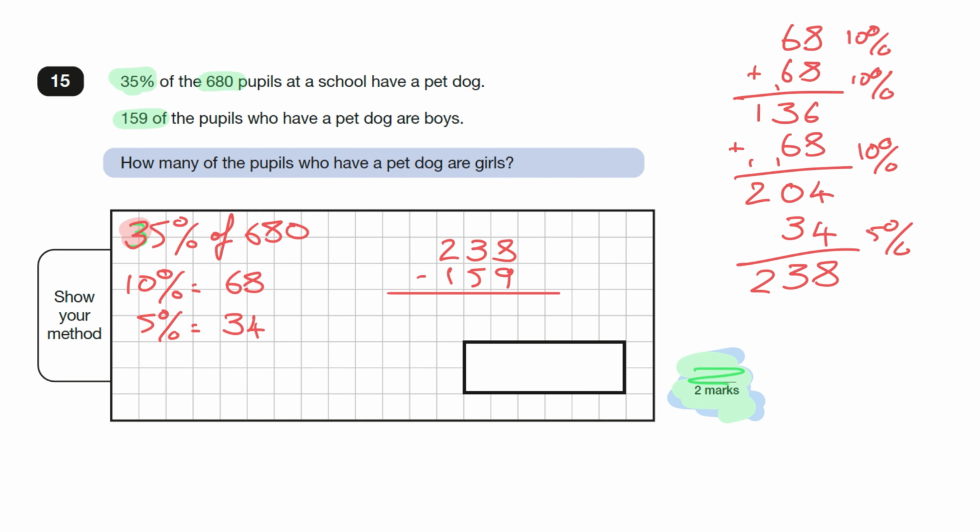So again, we've got 8 take away 9, we can't do that, so we're going to exchange. 18 take away 9 is 9. 2 take away 5, we can't do that, so we're going to exchange again. 12 take away 5 is 7. And then we've got 1 take away 1, which is 0. So that leaves us with 79. That would be our answer. So we would make sure that that goes in the answer box.